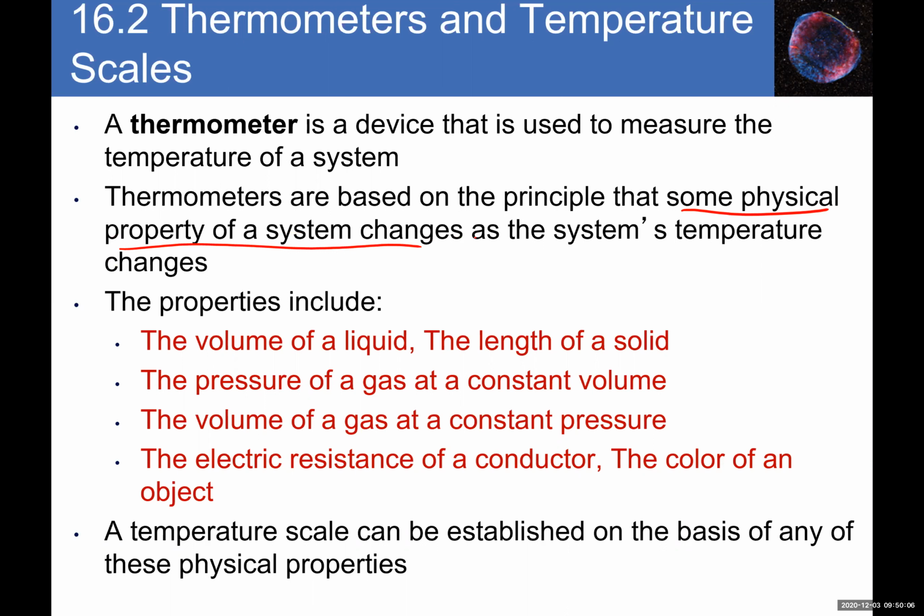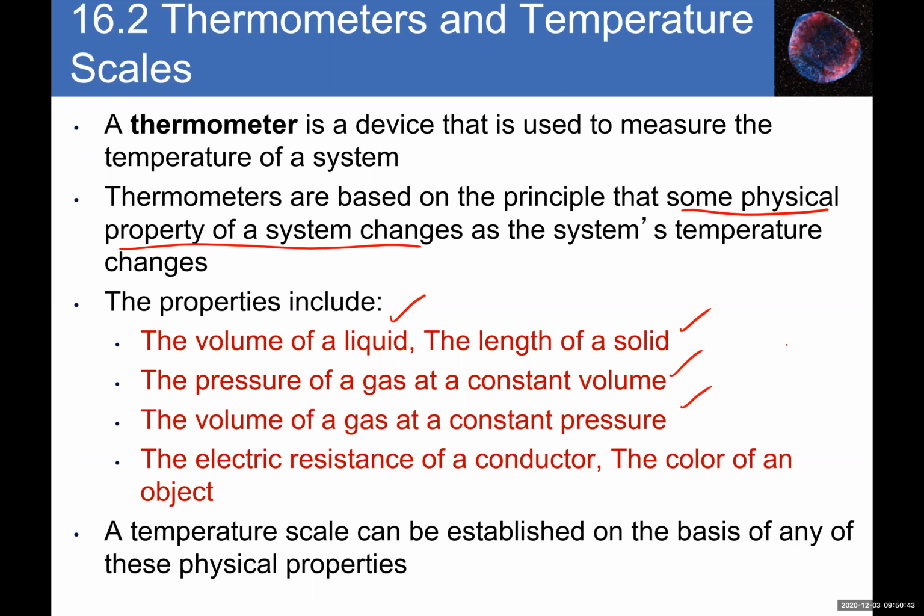So some of the properties that you can base a thermometer on are, for example, the volume of a liquid, the length of a solid, the pressure of a gas at a constant volume, or the volume of a gas at a constant pressure. You can also have the electric resistance of a conductor, or the color of an object, which can also be an indication of changing temperature. Then we can have a thermometer based on either a combination or one of these options.